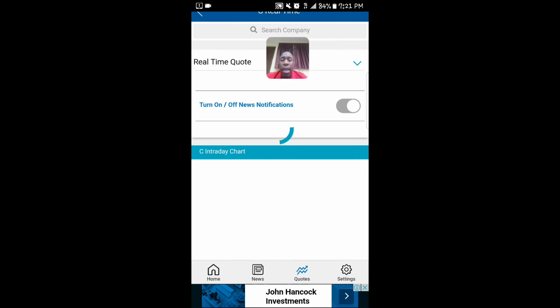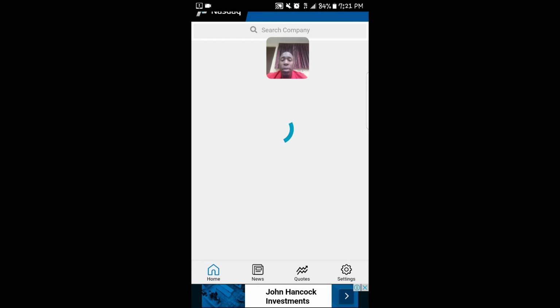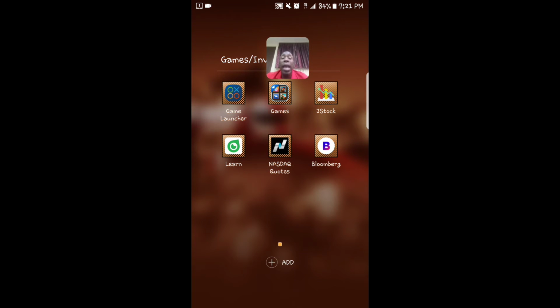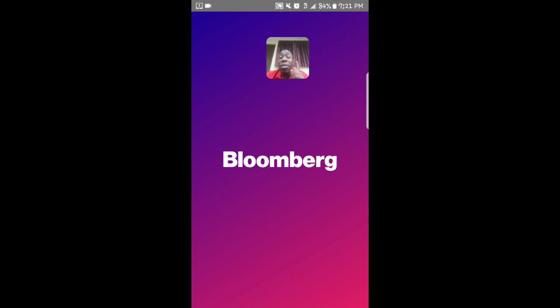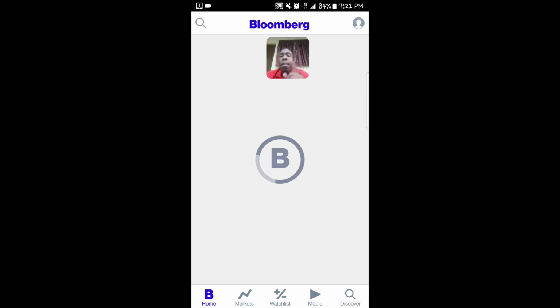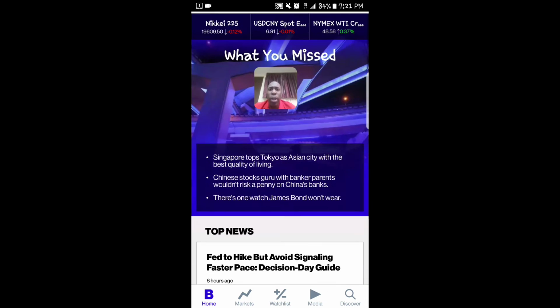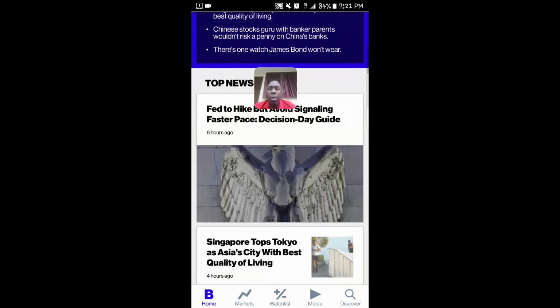I'm backing out. Let me get out of here. Oop, too far. Now, let's get into the Bloomberg app. Now, this is my number one app. Number one. And I'm going to tell you why. As you come on here, it looks like a Japanese app or stock at the top, but it kind of seems overwhelming at first, but it really isn't. And I'm going to show you why.